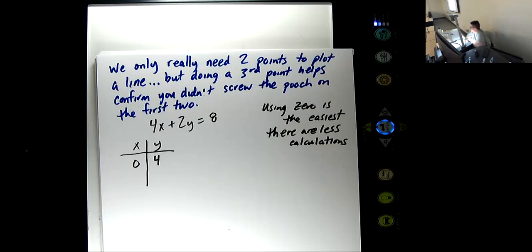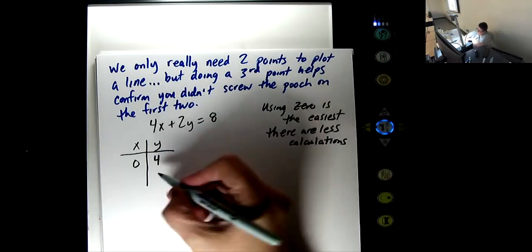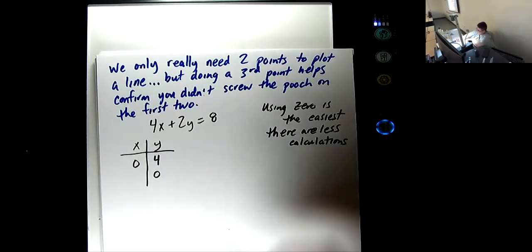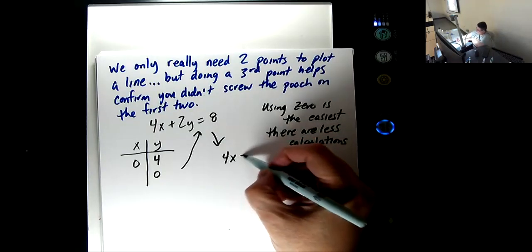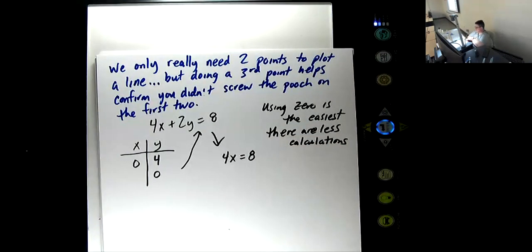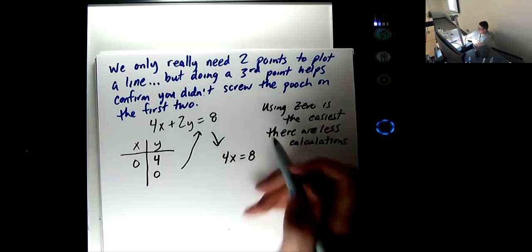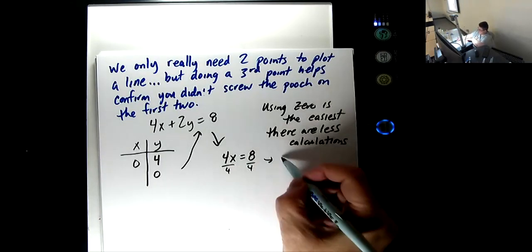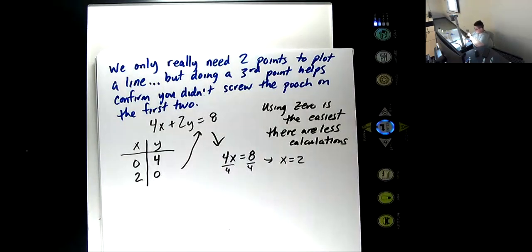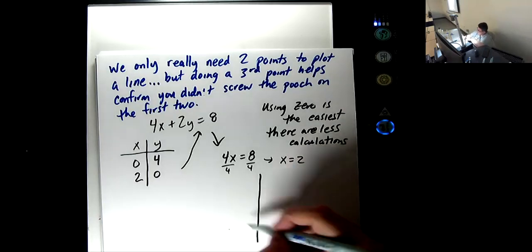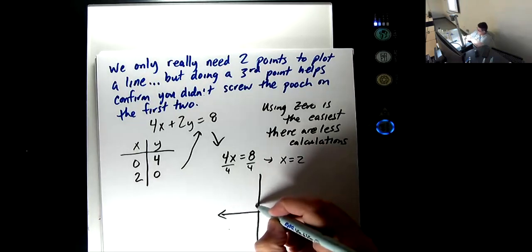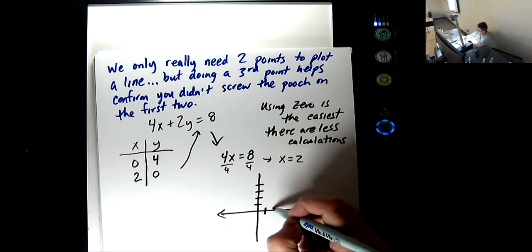There's another spot I could put 0 in though, right? I don't have to just put in the zeros for the x's. I could put in a 0 for the y. If I put in a 0 for the y, I don't even need to do anything with the 2y. It just goes away. And I jump straight to having 4x equals 8. So I don't need to add or subtract anything. All I got to do is divide by 4. And I get x equals 2. We have 2 points, 0, 4, and 2, 0.